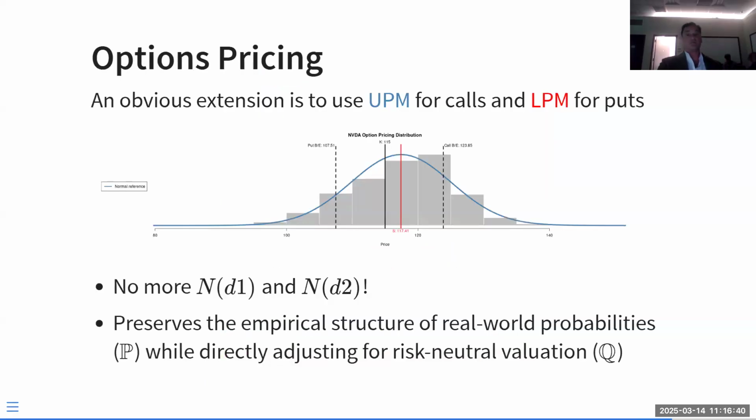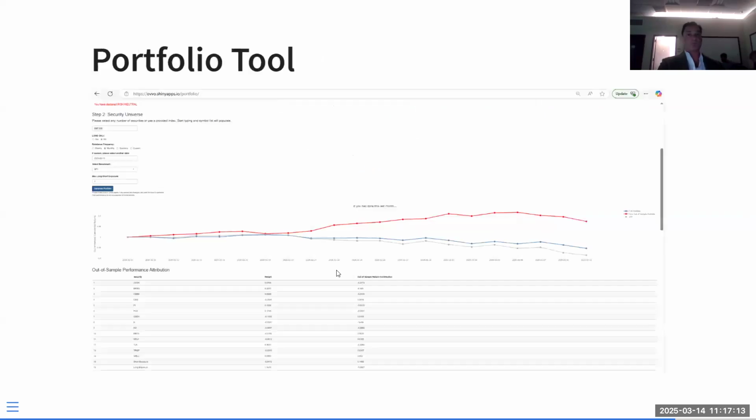With the options pricing, I don't need ND1 and ND2 anymore, and I was able to preserve P while adjusting for Q, and then shifting there. So I'm retaining the empirical distribution. And here's the normal reference, your current stock price, your strike price, and then your break evens for your puts and calls from that given strike price. That's an app I built for that.